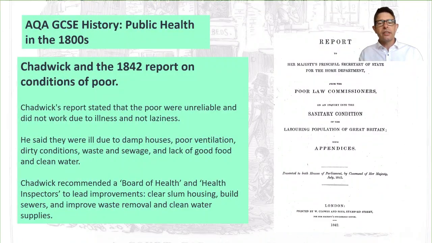Chadwick started to come up with a slightly new idea. The poor were unreliable, but their unreliability was not due to laziness, but it might be due to illness, due to their bad living conditions, which was a big change from what happened in the early 1830s and in the years before. He said they were ill due to damp houses, poor ventilation, dirty conditions, waste and sewage, and lack of good food and clean water, the problems of urbanisation.